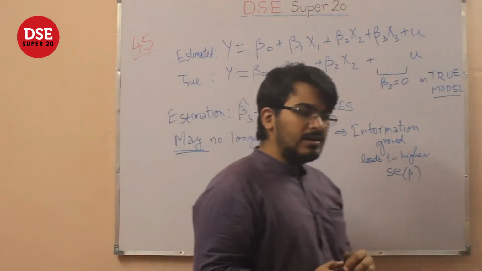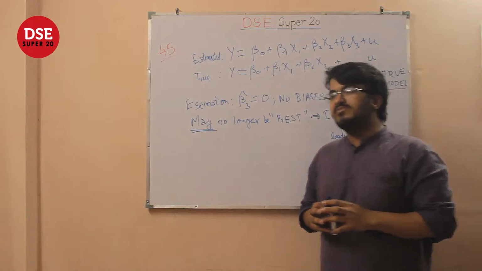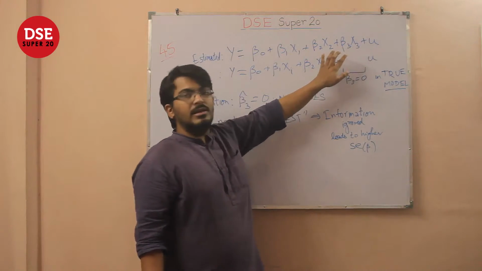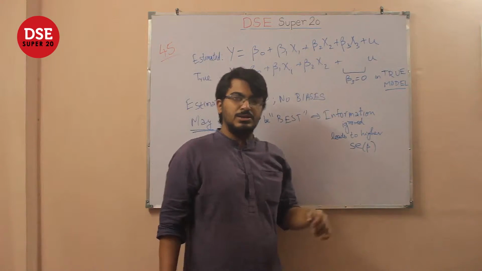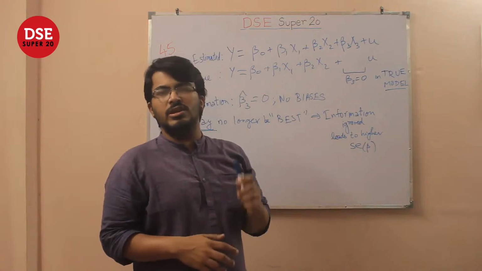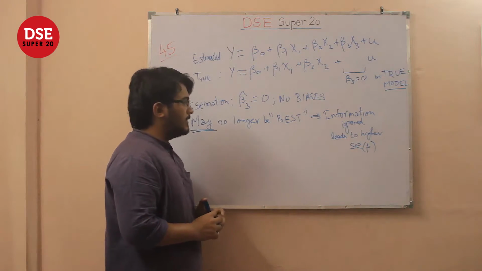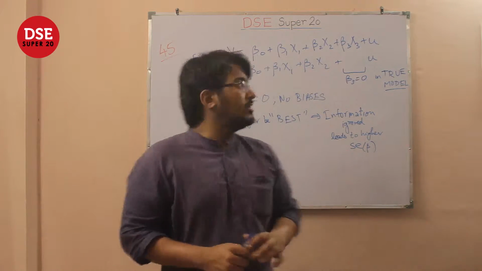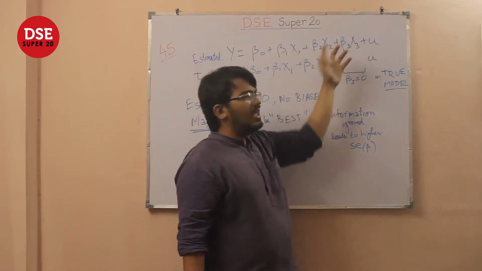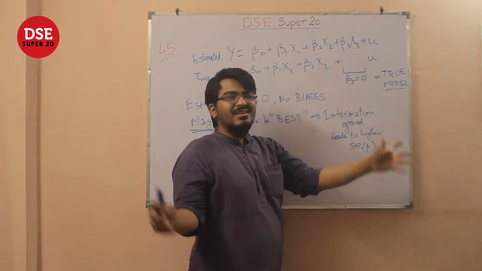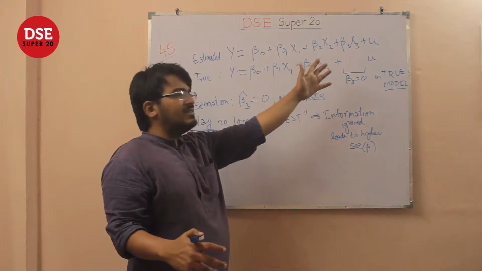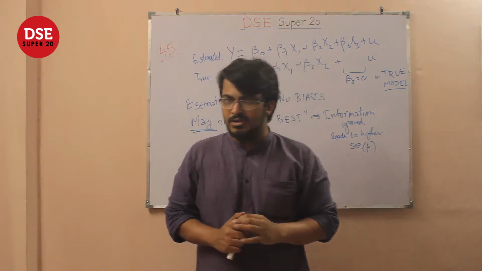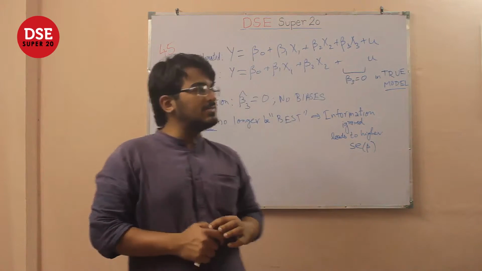Now, the catch really comes from whether x3 is completely uncorrelated to x1 and x2, or whether it might be even slightly correlated with at least one of them. Irrespective of whether there is correlation or not, x3 should not have any impact on y. So even when you run the model, you will still get beta 3 equal to 0, and none of the other coefficients will be biased.